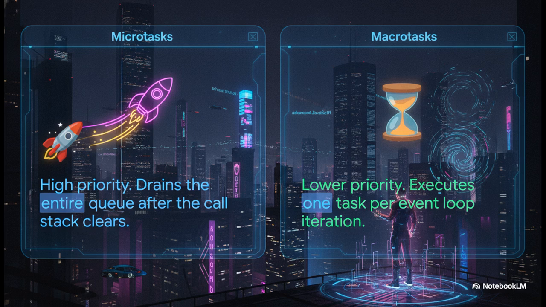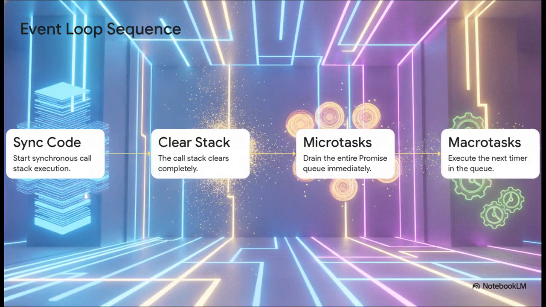Microtasks, like your resolved promises, are absolute VIPs. The engine is going to drain that entire microtask queue immediately, the exact second the call stack is empty. Macro tasks, like set timeout, are much lower priority. The engine executes just one macro task per event loop iteration, and then pauses to check that microtask queue all over again. Let's see how this builds into an actual sequence.